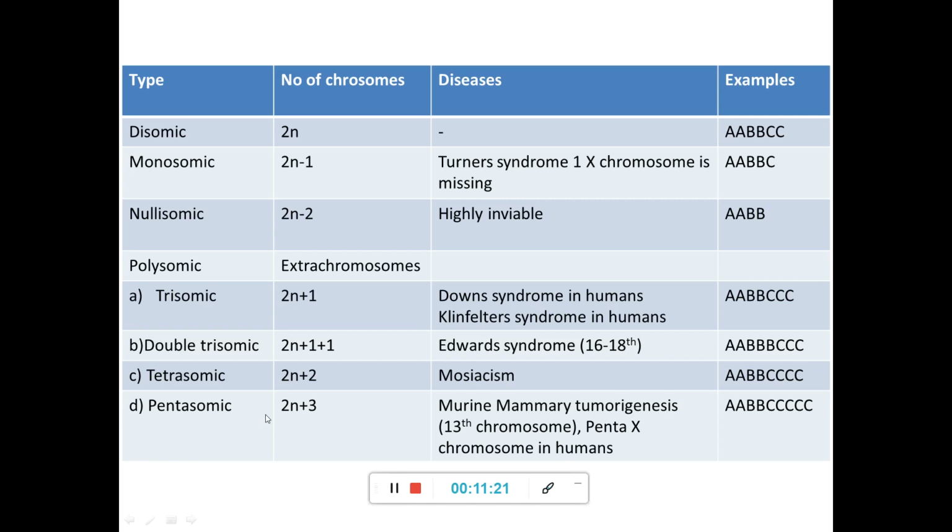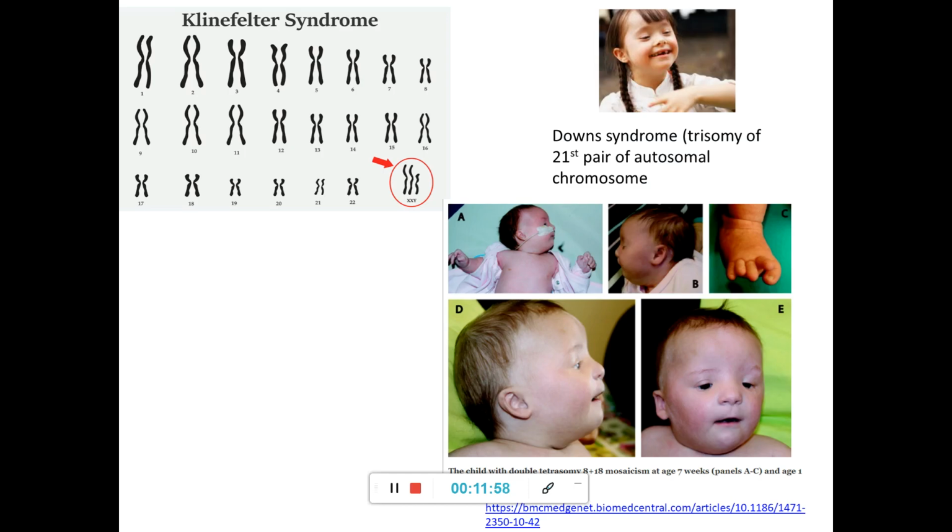And Down syndrome is quite common, one of the most predominant birth defects found among humans. That's because of a trisomic condition. The second most prevalent one is Klinefelter syndrome, which is also a trisomy. Then you have Edwards syndrome as a double trisomic example, and mosaicism in tetrasomic. You will be seeing some figures about that. And then you have murine mammary tumorigenesis if there is a pentasomic condition in the 13th chromosome. And then you also have a penta X chromosome defect in the case of humans.